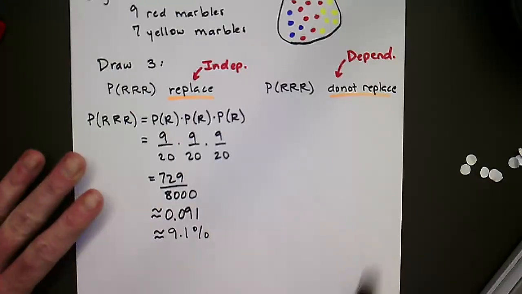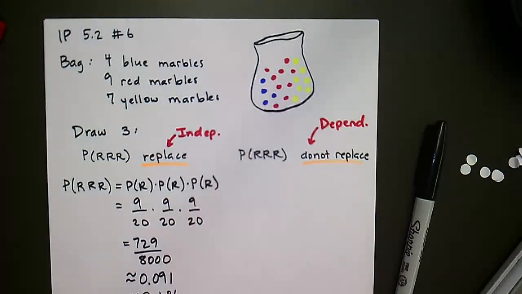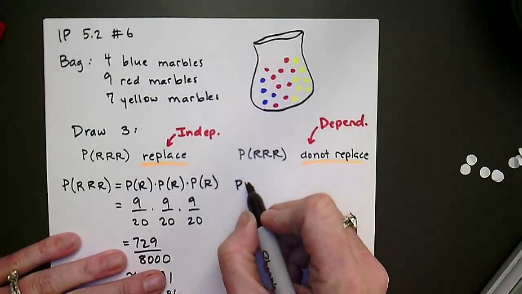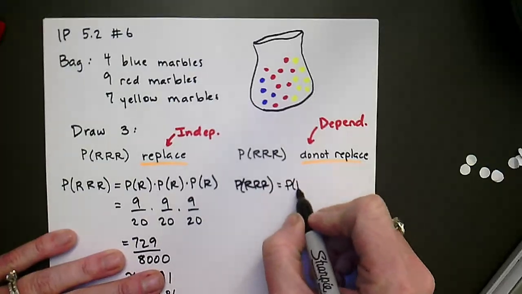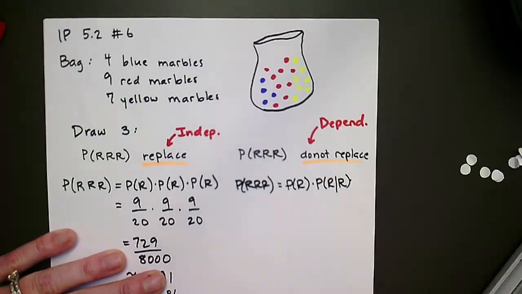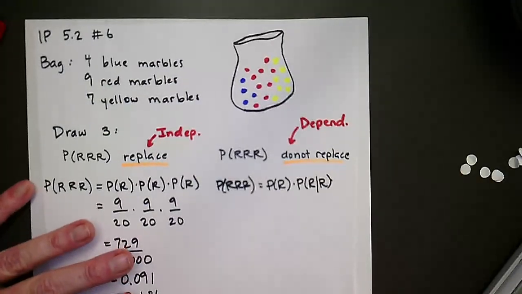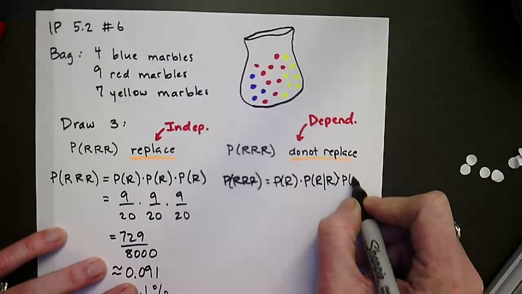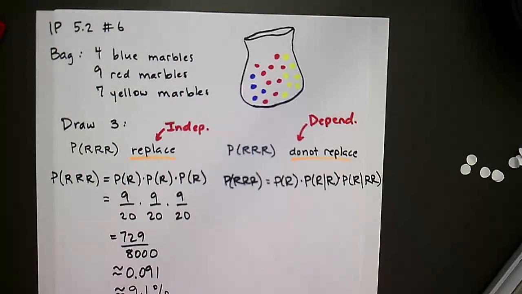Okay, so now what I want to do is talk about what happens when we don't replace. Now that creates a dependent scenario. So what's going to happen is to do the probability of red, red, red, is the probability of getting 1 red times the probability of red, given that I already got a red, times, I don't quite have enough room here to slide this guy over, just give myself a little bit more paper, times the probability of red, given I got a red, and then I got a red before that. Okay, so it looks kind of like this.